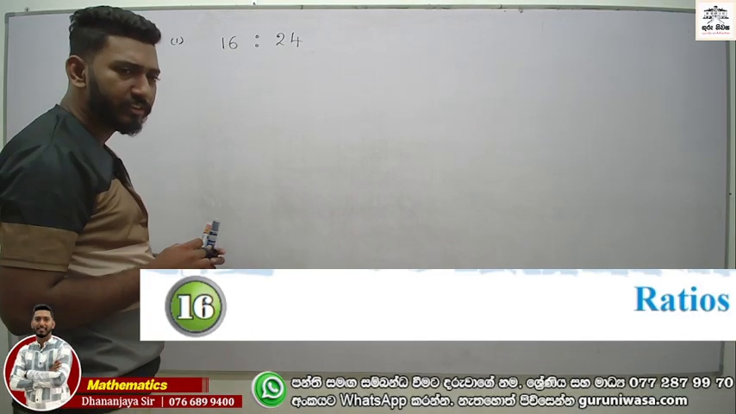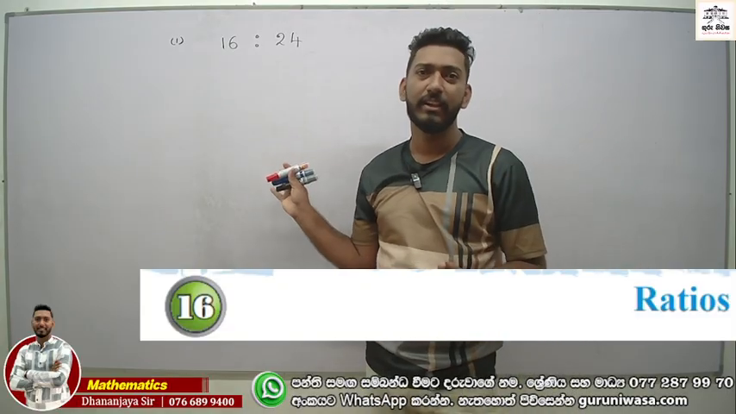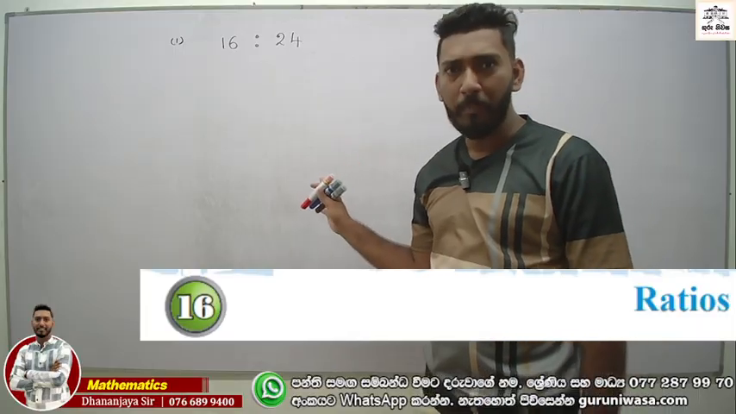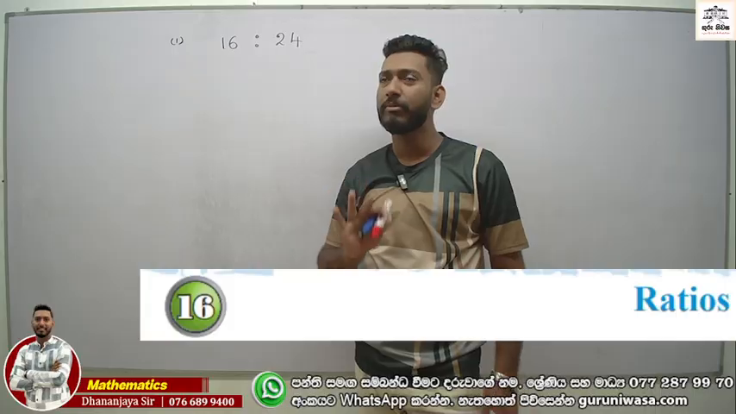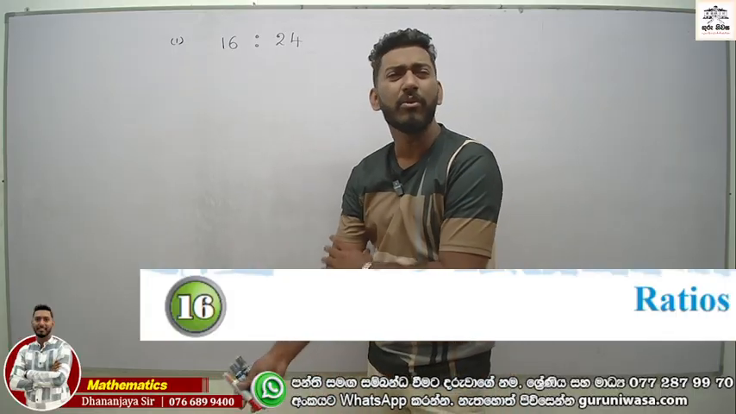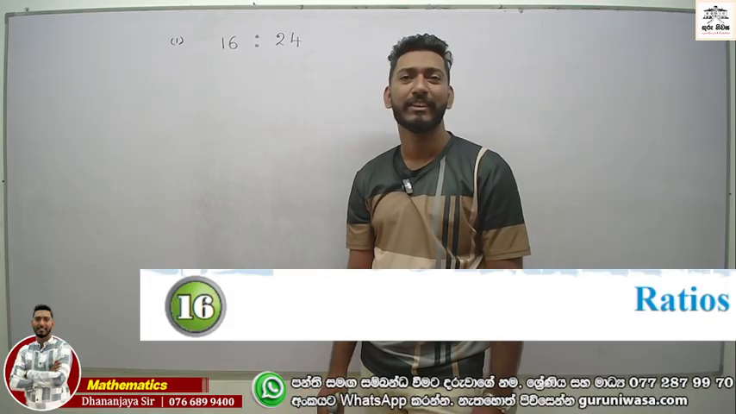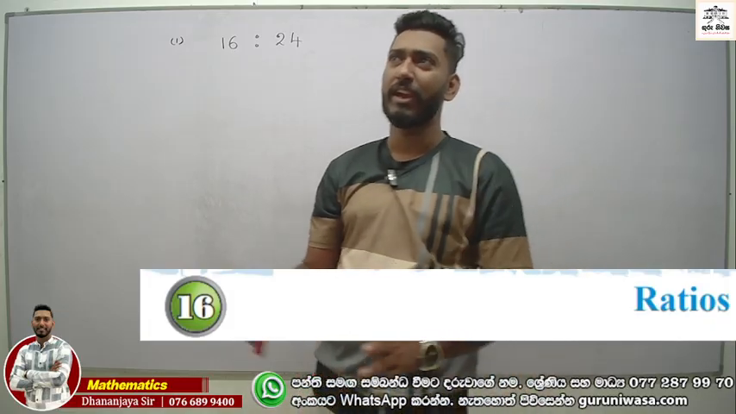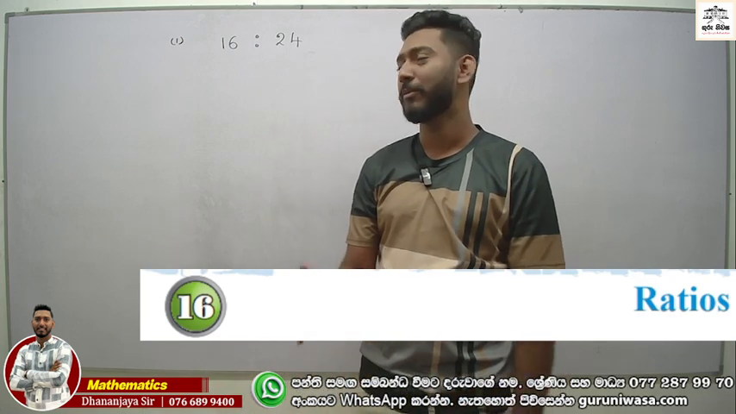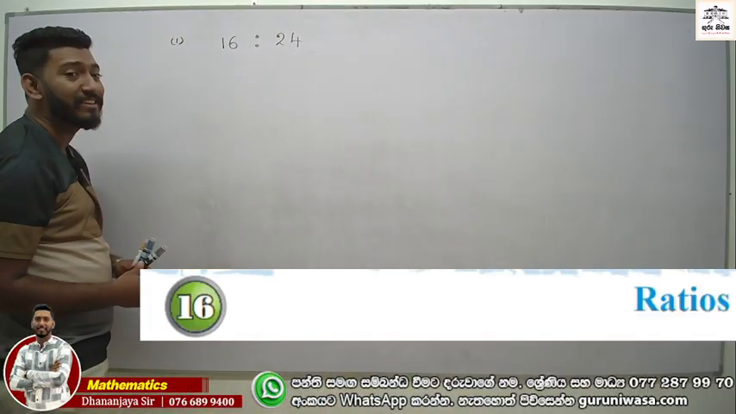Now look at these two numbers. You learned about this in grade 7 also, right? The 16 and 24, both numbers are divisible by which number? What is the greatest number? Then we can simplify. We can divide by the same number, right? We can divide using 8.